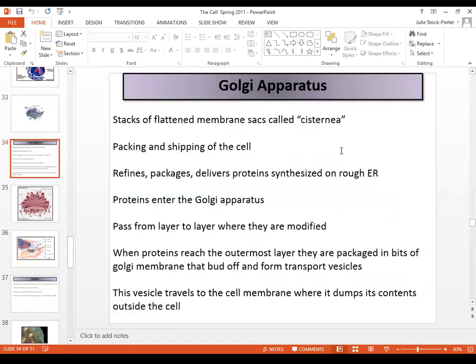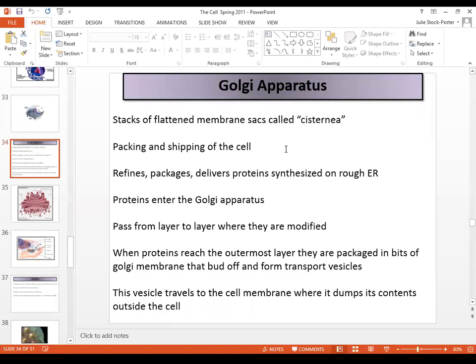They assemble the proteins. The next one is called the Golgi apparatus. They're stacks of flat membrane sacs called cisternae. They are responsible for packing and shipping. They also do quality control. So there's 3 jobs of the Golgi apparatus. It packs, ships, and does the quality control of the products, which are proteins that are made in the cell before we ship them out to be used.